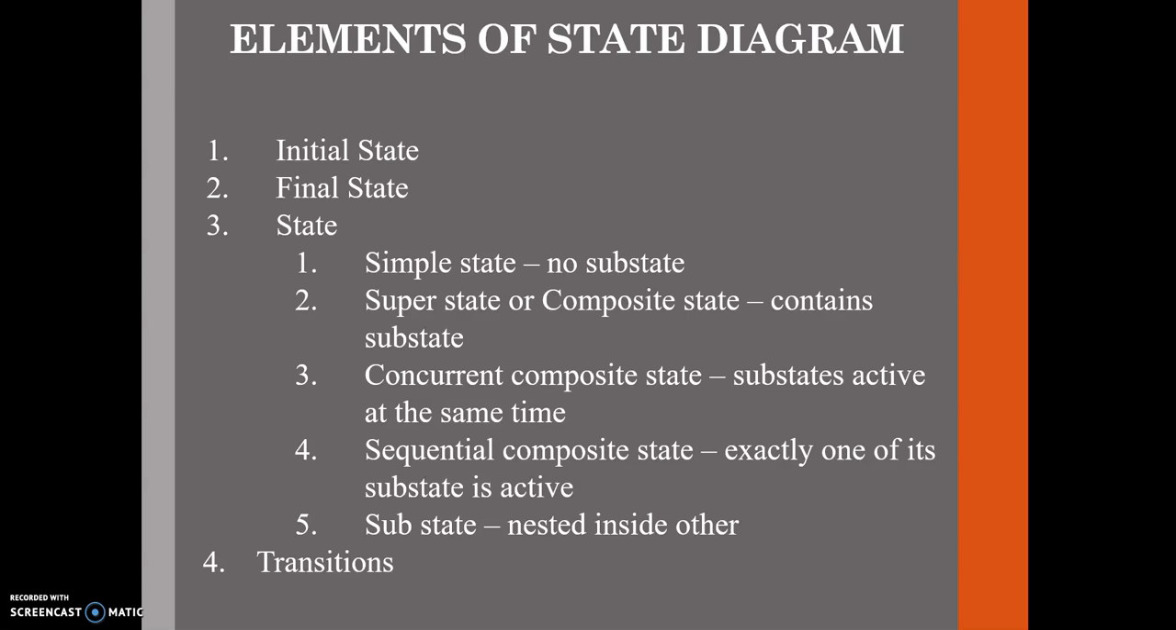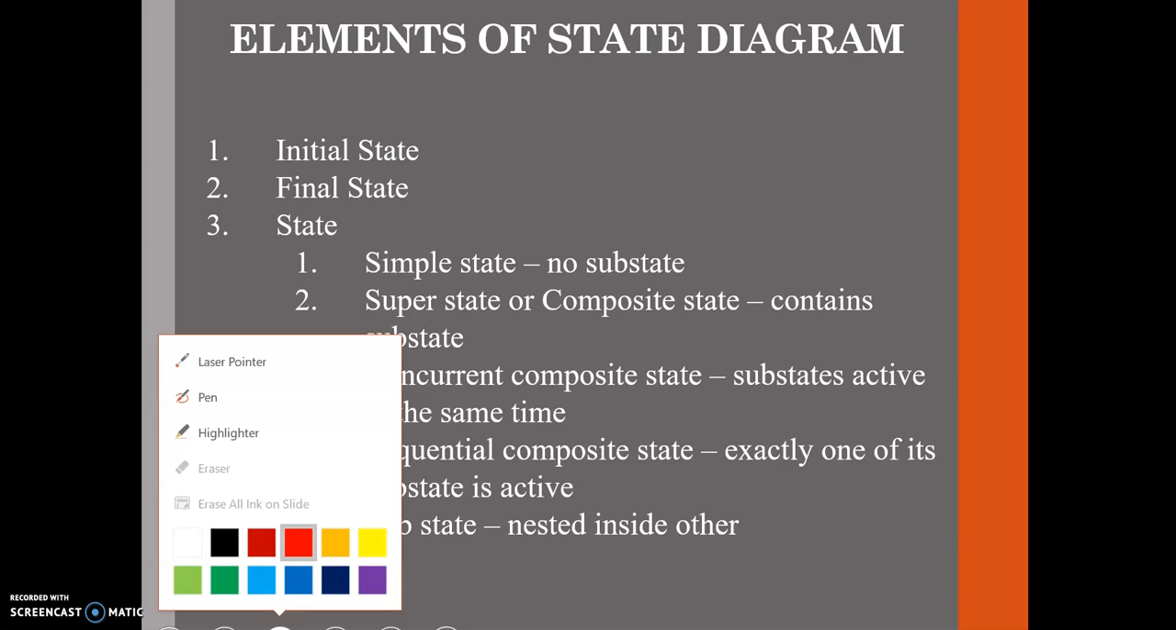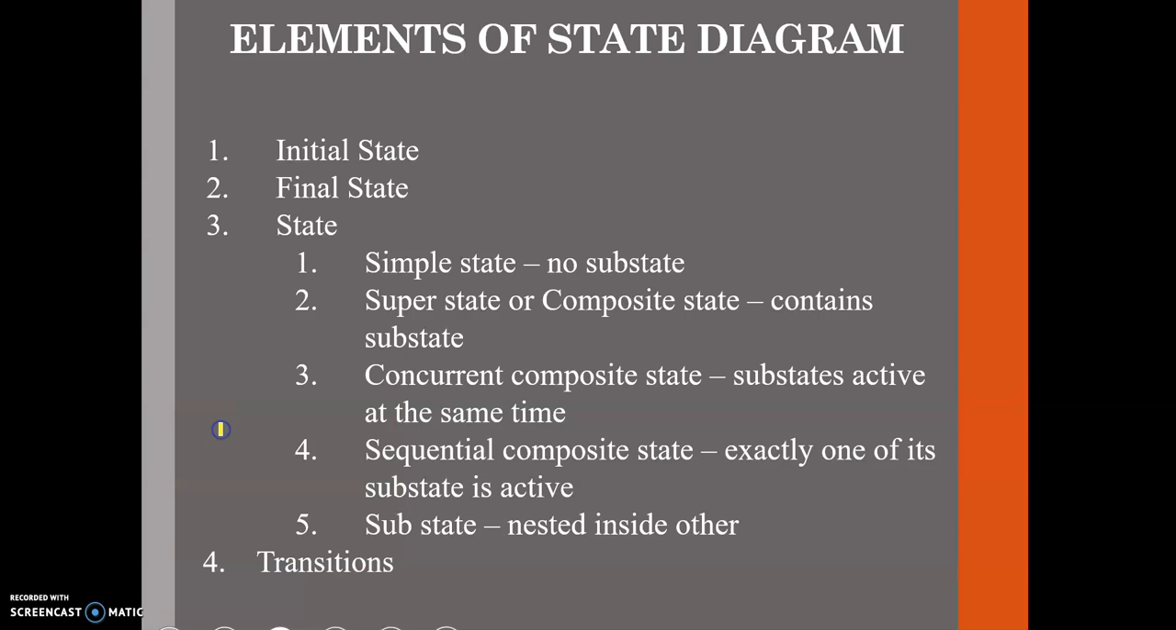Elements means the objects we can use to draw a particular diagram. In the state chart diagram, mostly all the elements are similar to other diagrams like the activity or the collaboration diagram, but yes, a few things are different and we will talk about that. The first element is the initial state. This is the entry point.